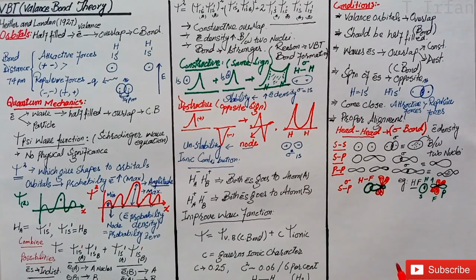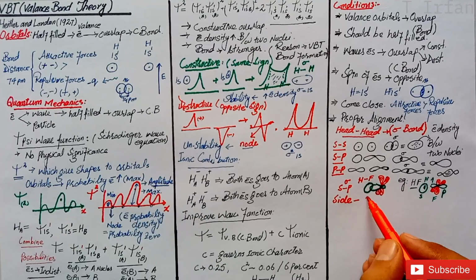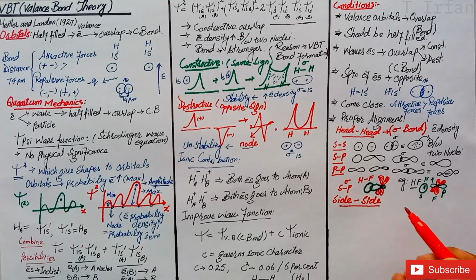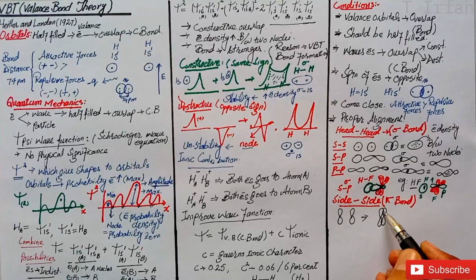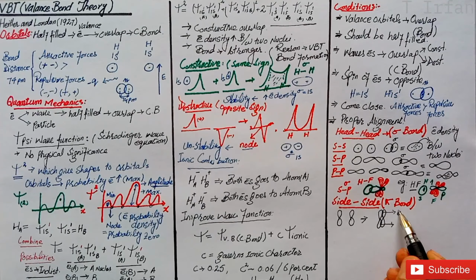And when valence orbitals overlap side to side, they form a pi bond. This is a bond in which electronic density lies above or below the internuclear axis. For example, when two p orbitals overlap side to side, here the electronic density is above or below the internuclear axis, or above or below the nuclei. This also forms a nodal plane, where the probability of finding an electron is 0.